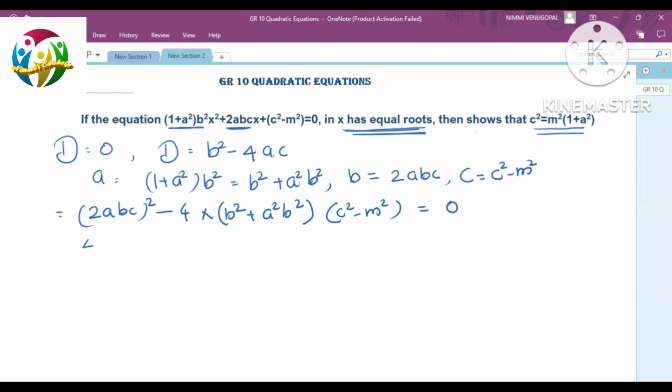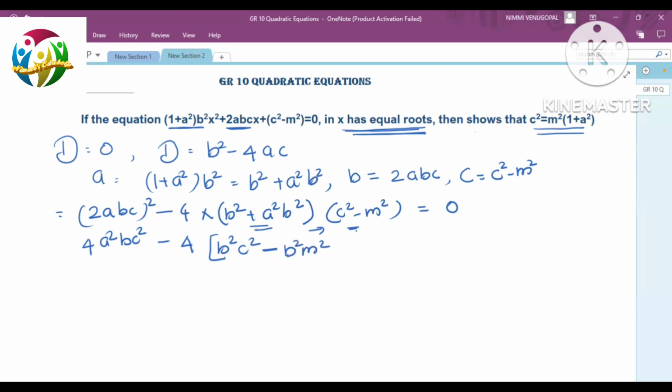Now we are going to open the bracket one by one. 2 square, that means 4, a square, b square, c square. Minus 4 into. First we will open these two brackets. We have to connect each term from this bracket to this bracket. So b square into c square, that means b square c square. Then plus b square into minus m square. What is plus into minus? Plus into minus, minus b square m square.